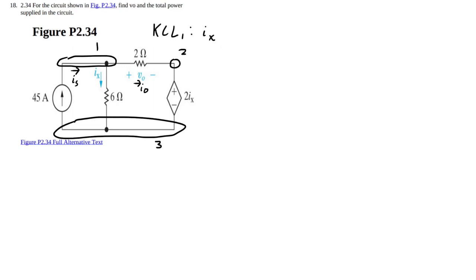So KCL 1, we have IS, IX leaving. Well, let's just go IS first. IS going in, and then IX leaving, and IO leaving. So we know IS is going to be 45 amps. So let's just go ahead and plug it all together. So it's 45 amps equals IX plus I0.